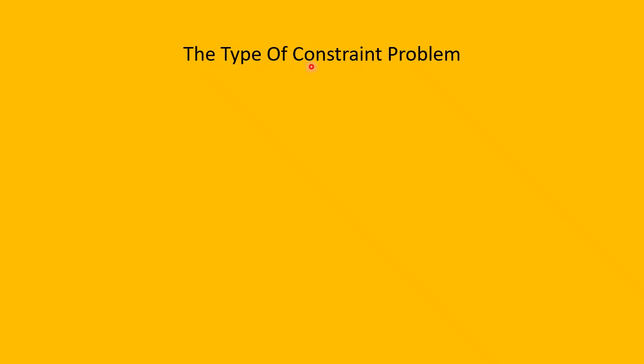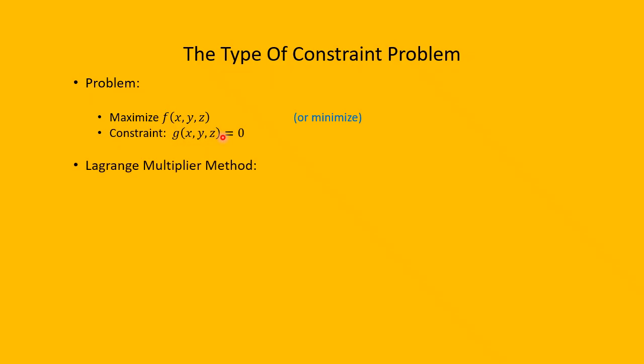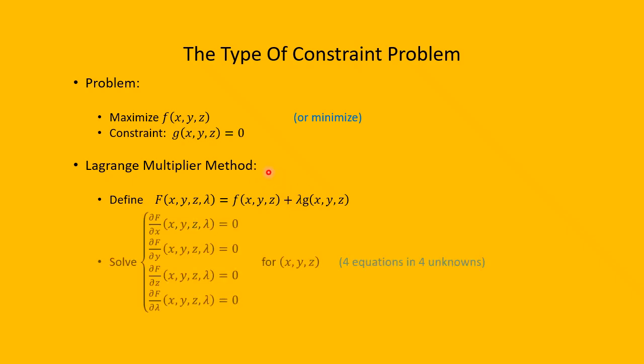So let's see the type of constraint problem we will be encountering. The problem is to maximize the function f of x, y, z, or minimize it, and we'll have a constraint on the variables x, y, and z. g of x, y, z has to equal 0. In this case, we'll use the Lagrange multiplier method. First step is to define another function, capital F, of x, y, z, and lambda to equal f of x, y, z plus lambda times g of x, y, z. Lambda here is called a Lagrange multiplier.